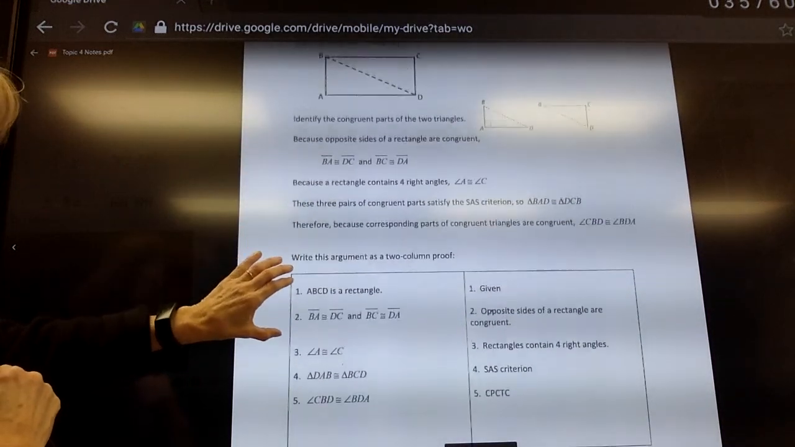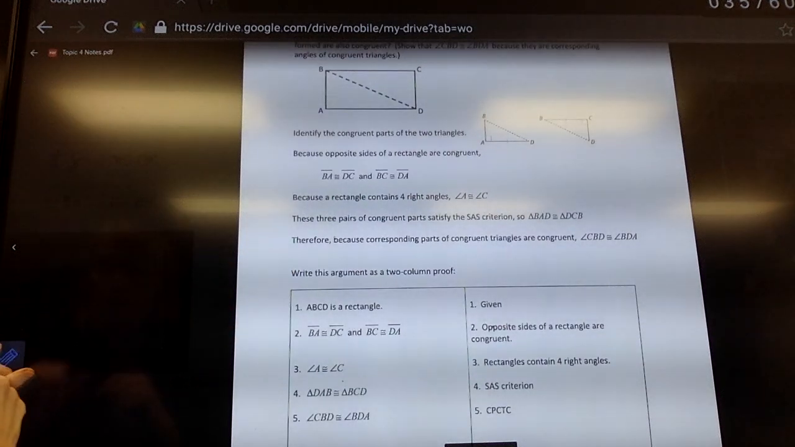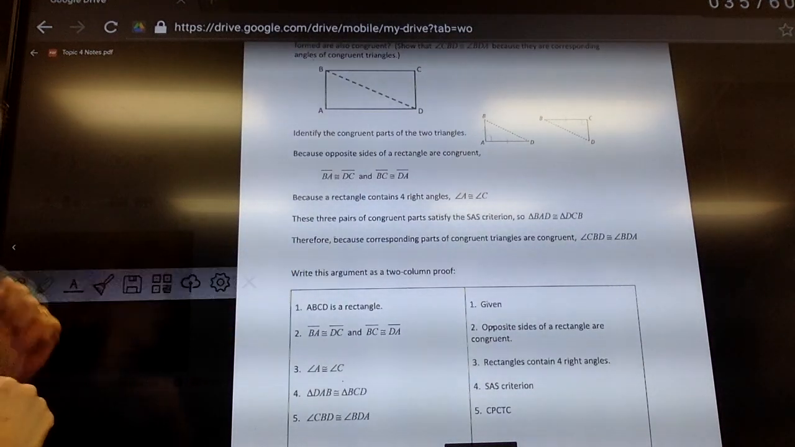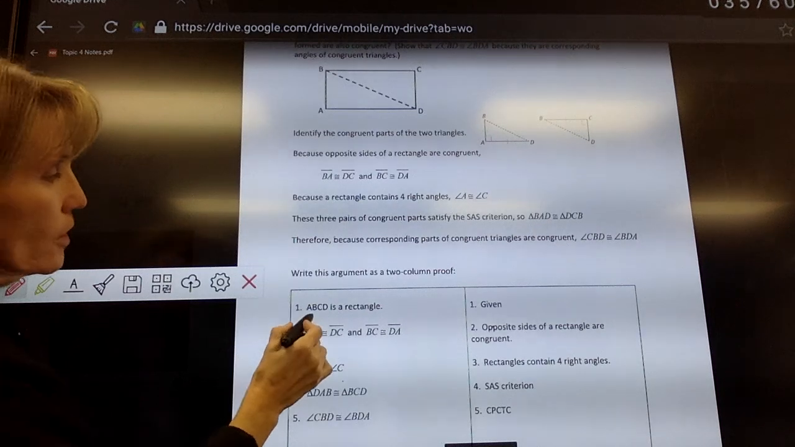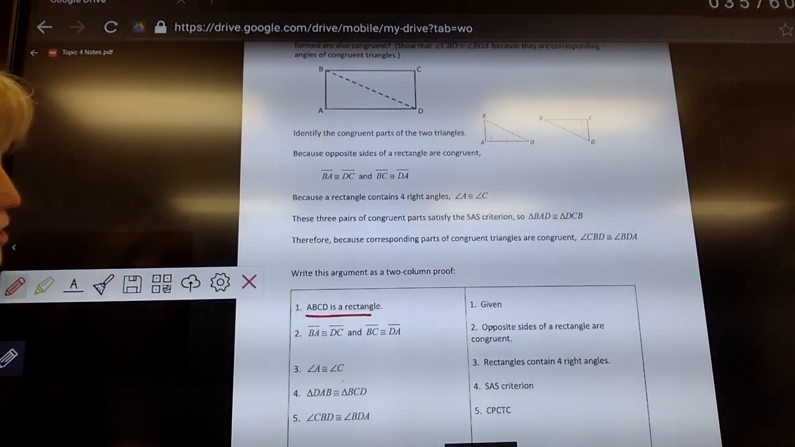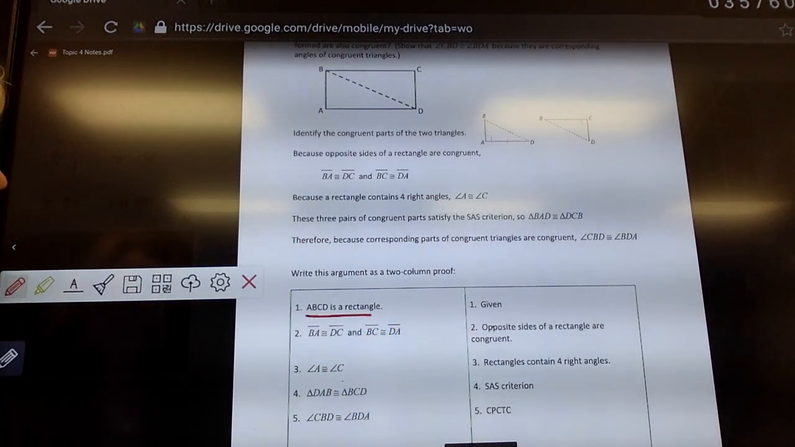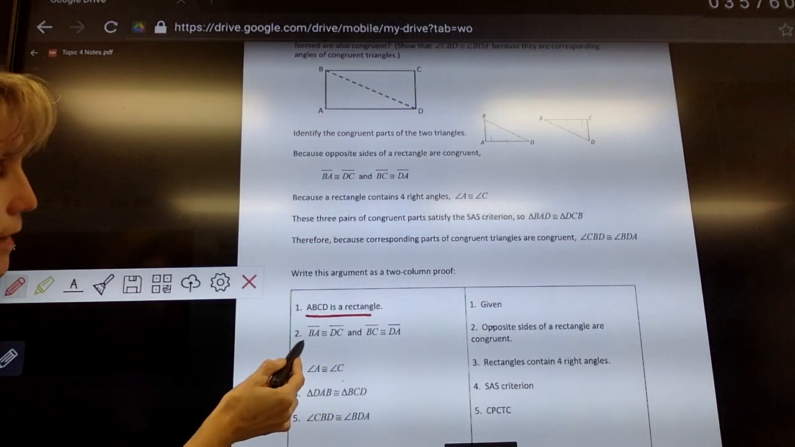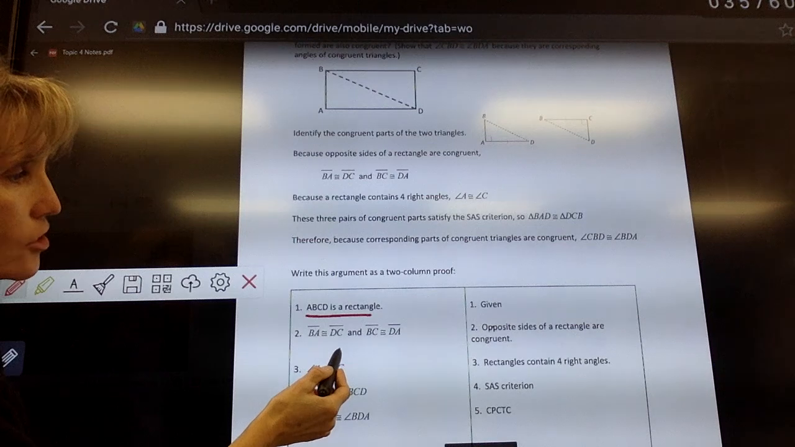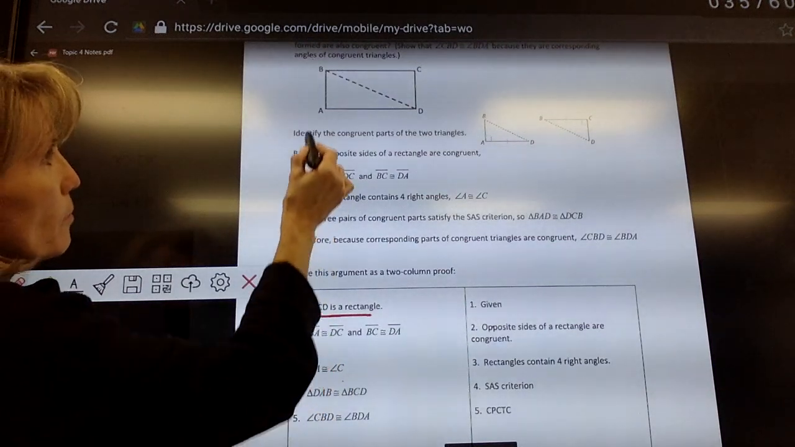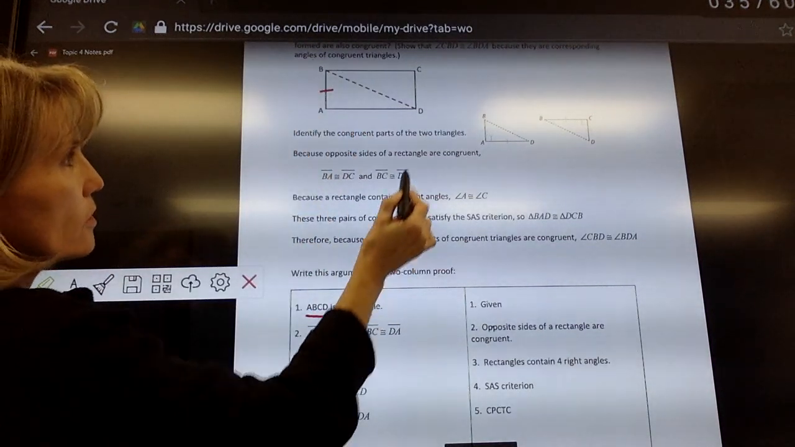Okay, I want to try to show you the proof and the picture at the same time. So we're going to start out our proof with the given information. They told us in the directions that we had a rectangle that we were dealing with, so that's given. And if I have a rectangle, that means that opposite sides are congruent. So segment BA is congruent to segment DC.